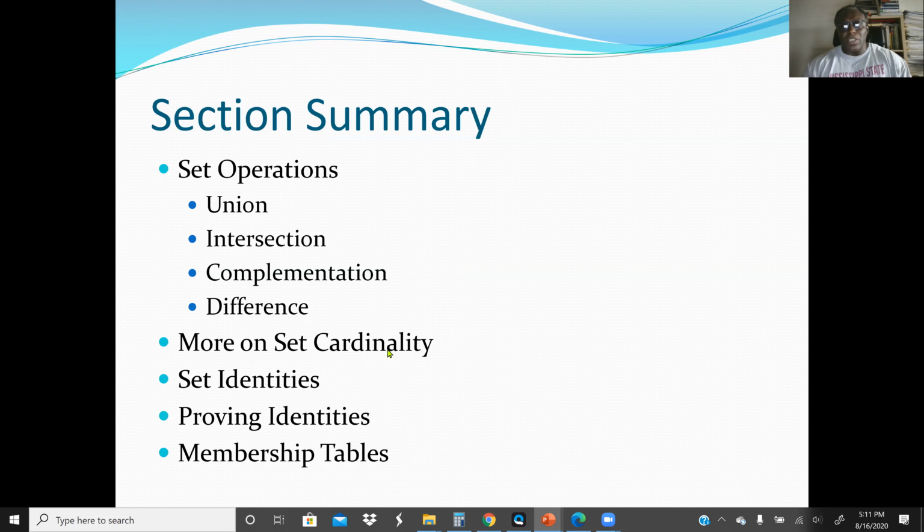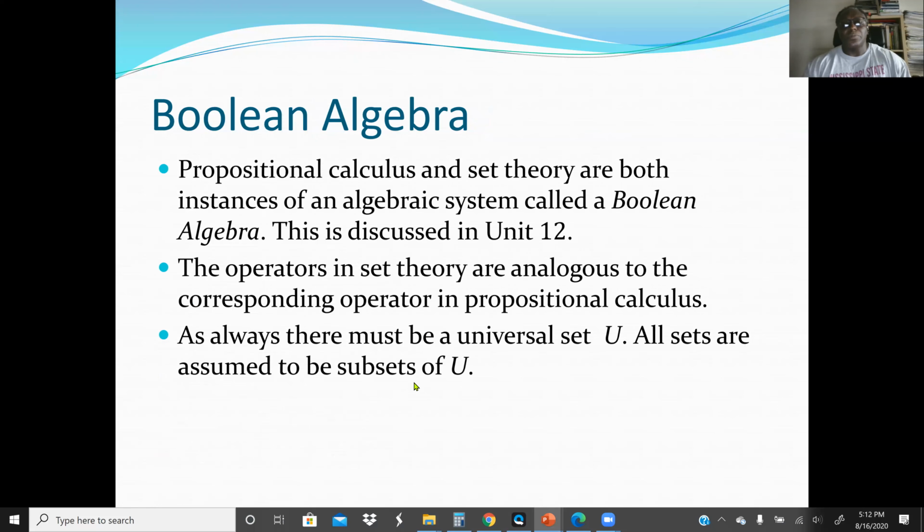In our previous lecture, we defined what cardinality means. Again, a set cardinality means the number of elements the set has. It's called a set cardinality. We're also going to discuss set identities and how to prove the identities. And our last objective will be membership tables.